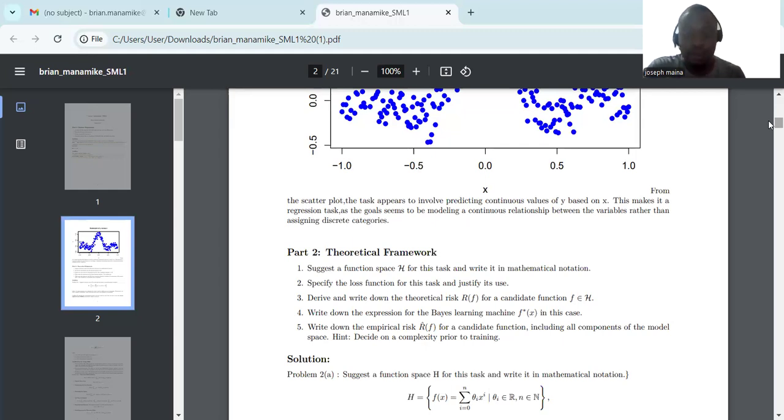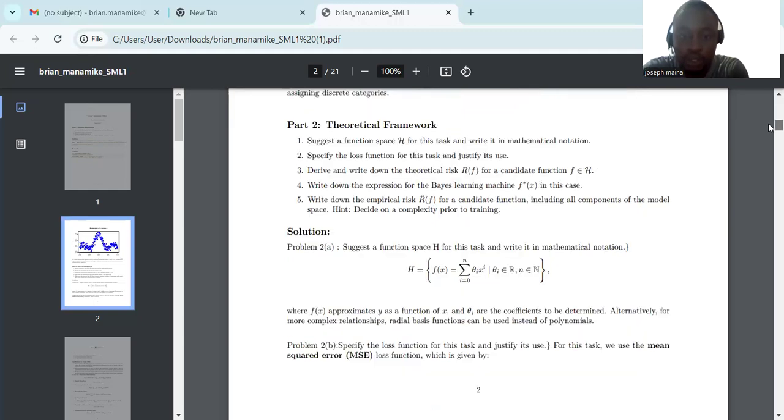So as for me, my space H was this function below, where we can see that f of x approximates y as a function of x and theta, where theta are the coefficients to be determined. Alternatively, for more complex relationships, radial basis functions can be used instead of polynomials.